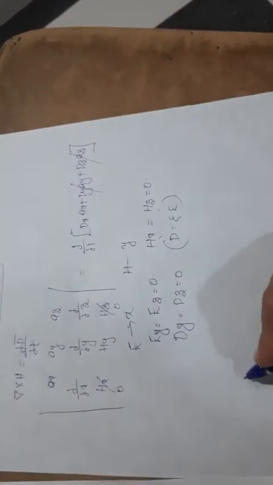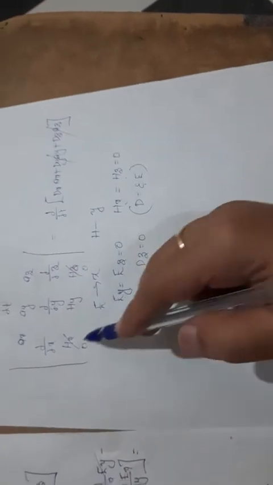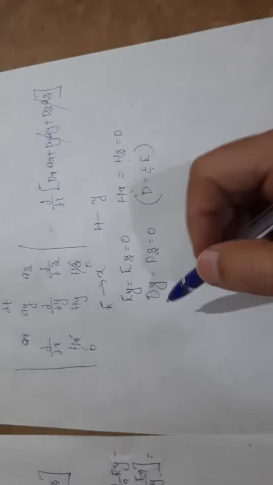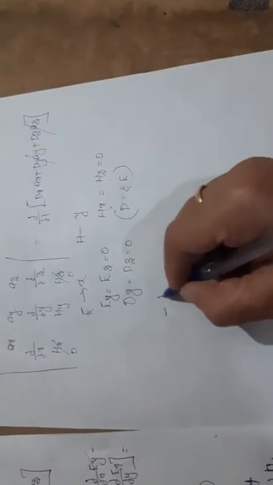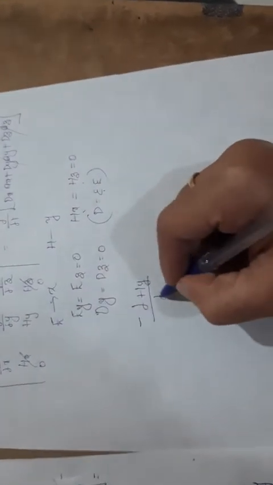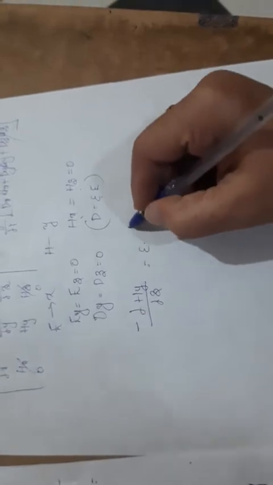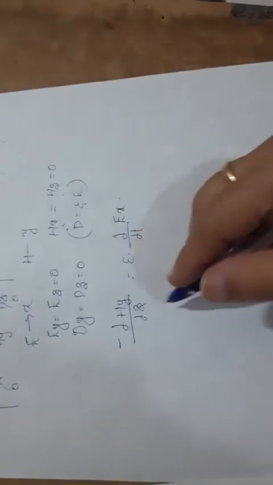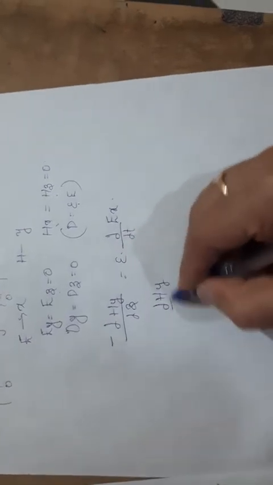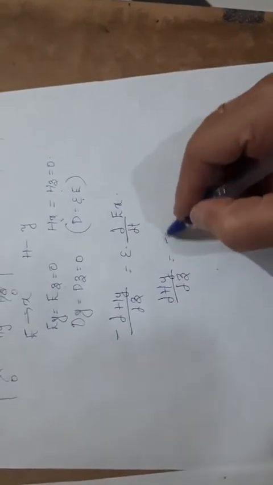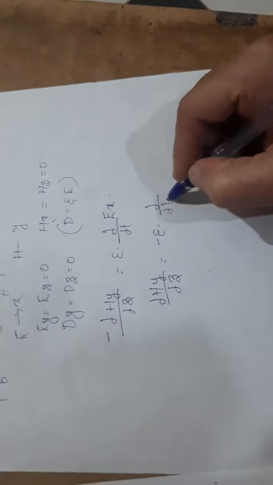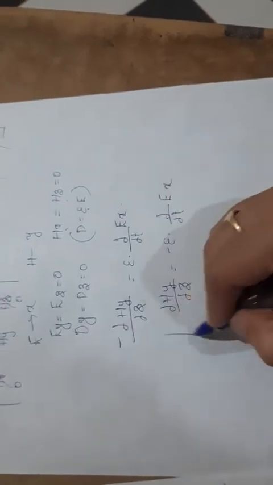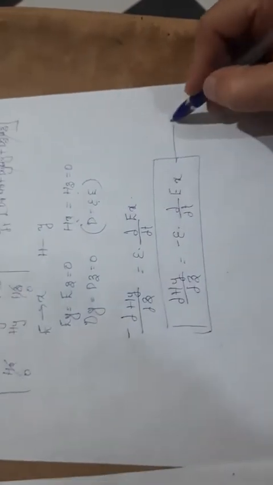So from this, after simplification, I will get minus dou Hy by dou z is equal to epsilon dou by dou t of Ex. So from here, dou Hy by dou z is equal to minus epsilon dou by dou t of Ex. This is equation 4.